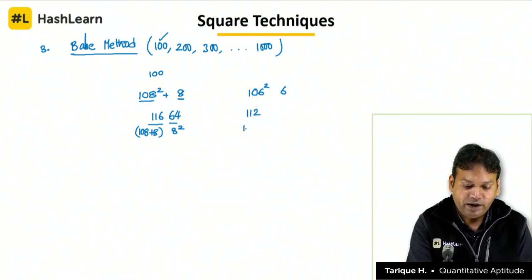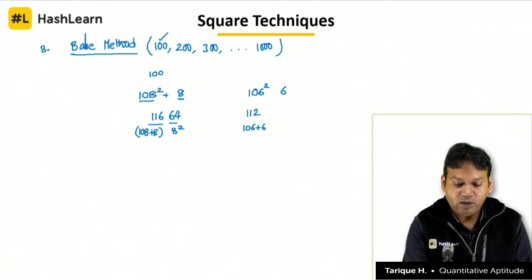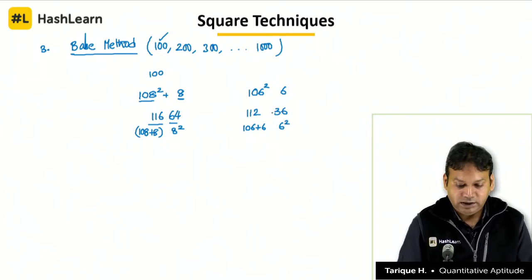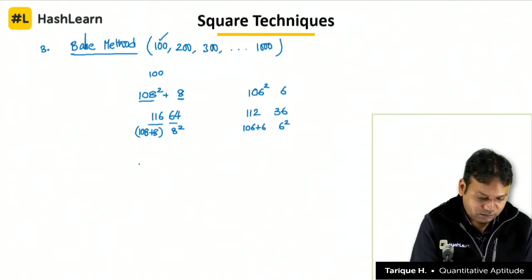What we have done, 106 plus 6 is equal to 112. Now what is 6 square? 36. So what is your final answer? 11236. Sometimes you take carry also.